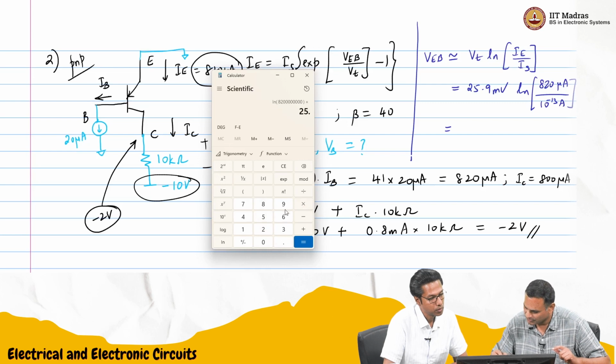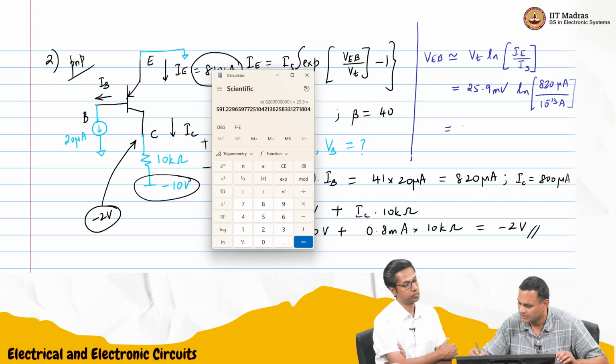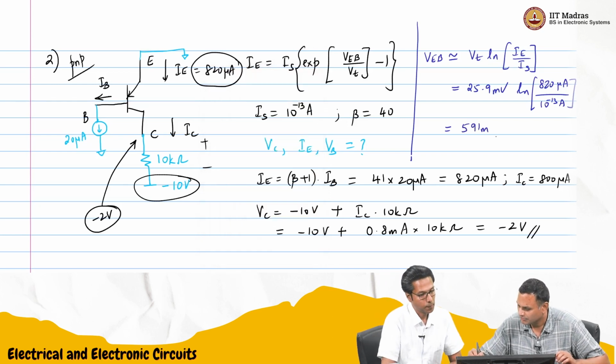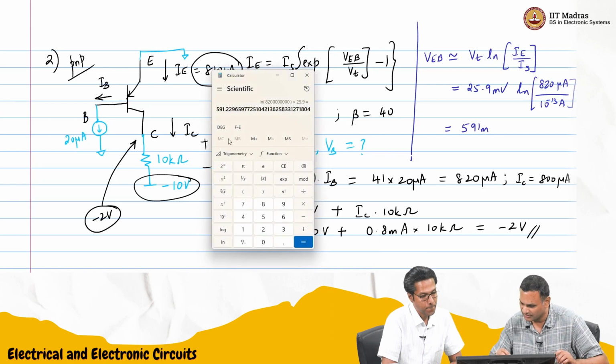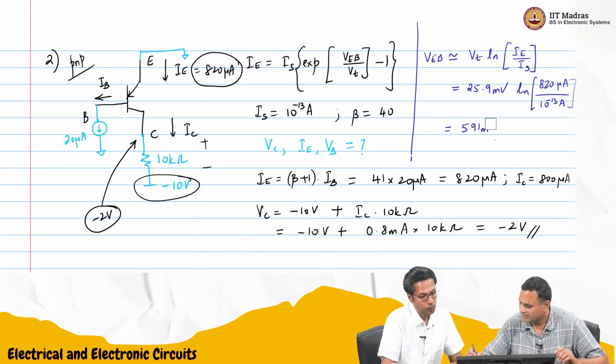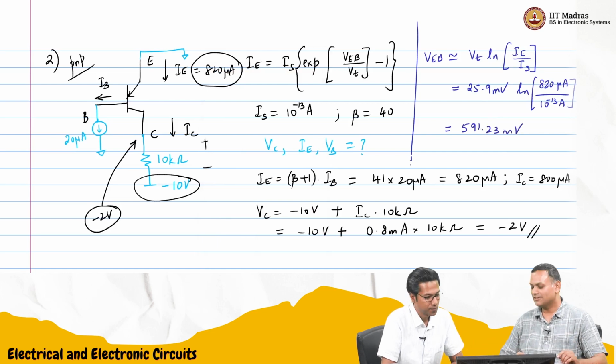Correct. 591 millivolts. Okay. 591.23. I think in the exams we ask them for 2 decimal places, so we'll write it to 2 decimal places. Okay. So I think we are done.